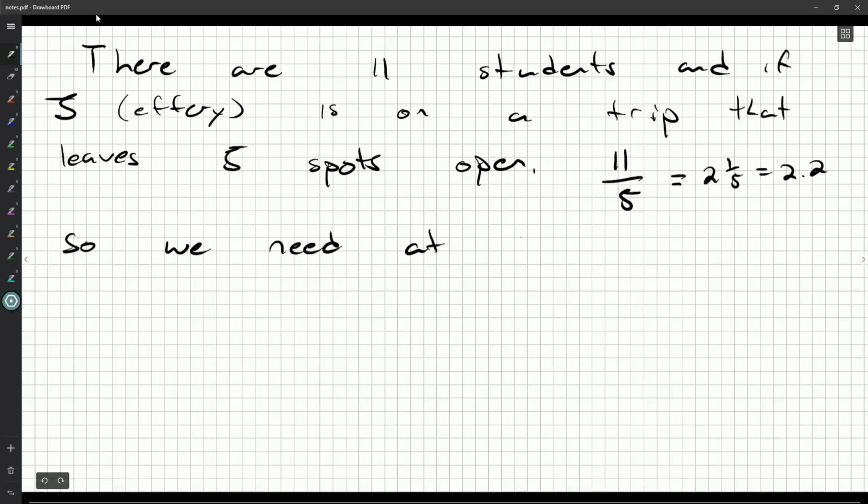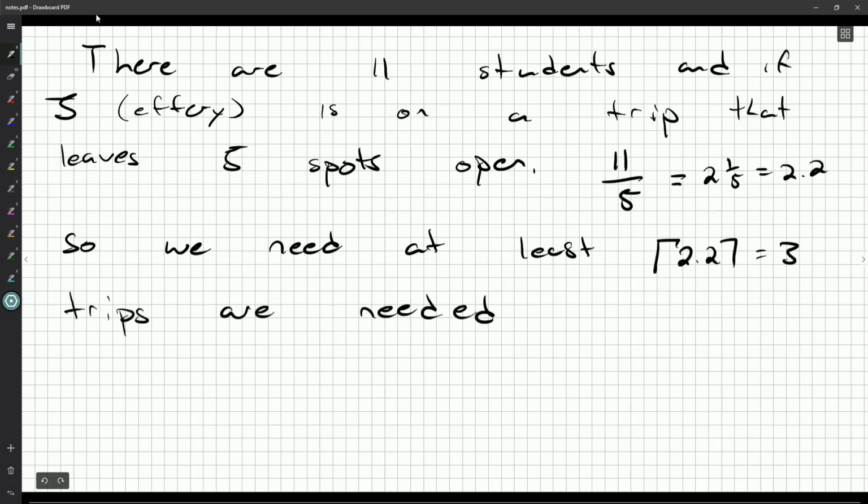So we need at least, I'm going to use ceiling function notation. This just means the least integer greater than or equal to the number. So 3. We need at least 3 trips. There's no way to divide 11 people into groups of 5 for these trips that has at least 2. You don't need to use the ceiling function, I just like throwing it in there whenever possible.